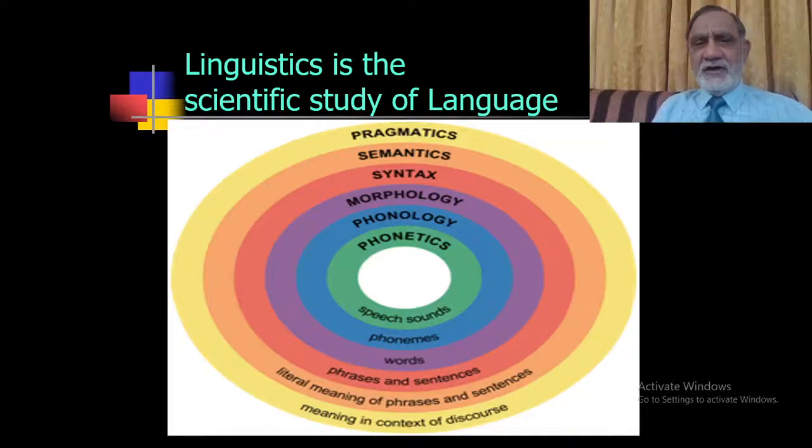Today, we are in the outer circle, that is semantics and pragmatics. As you can see, semantics deals with the literal meaning of the phrases and sentences, and pragmatics deals with the meaning in context of discourse. Let's discuss in detail.